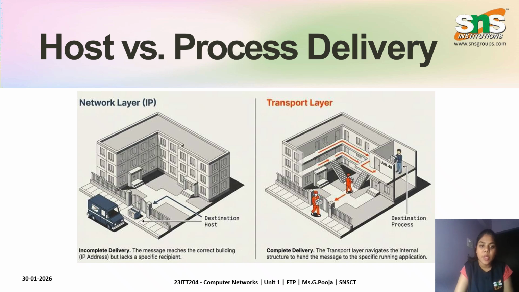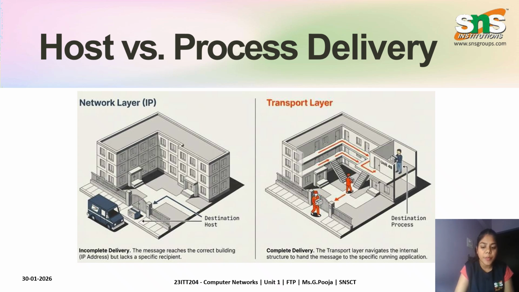So here I have given the host versus process delivery. In the network layer, the message goes to the correct building. That is called the IP address. But there's no specific recipient, meaning to whom it should deliver. But when it comes to the transport layer, it navigates the internal structure and hands the message to the specific running application.